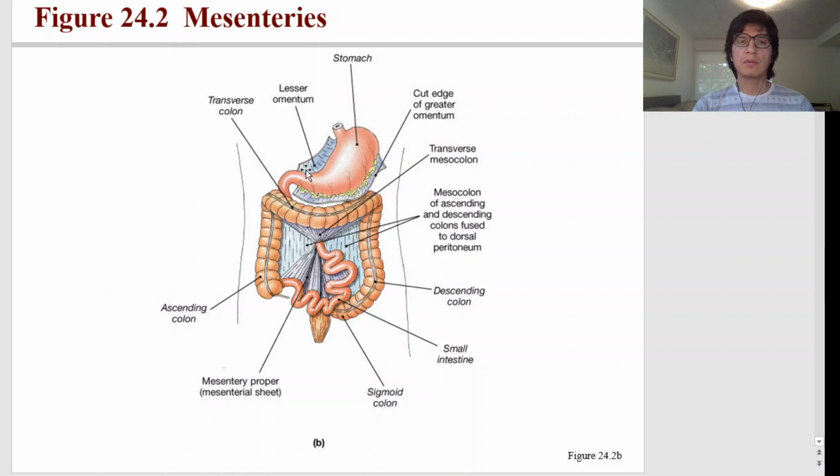Here's a view of that ventral mesentery joining the liver and the stomach through the lesser omentum. But most of the other mesenteries are going to be part of the embryological dorsal mesentery. Just a note, a factoid about the development of these mesenteries.